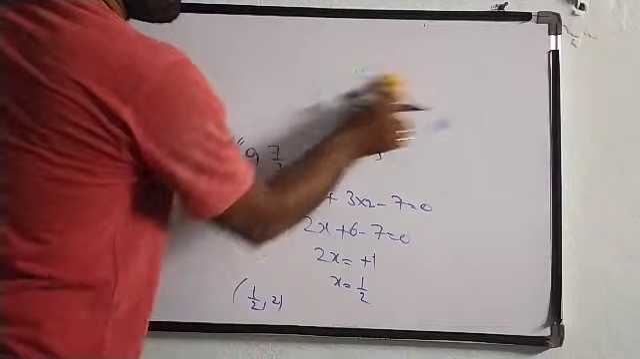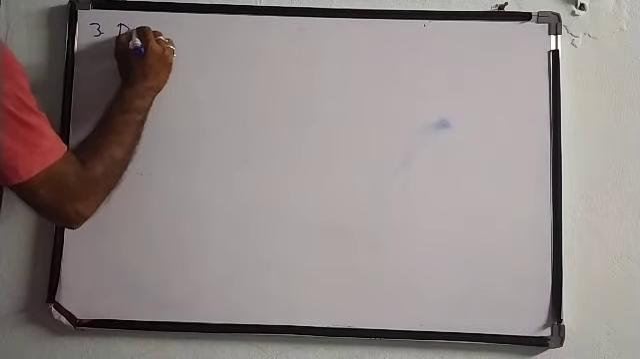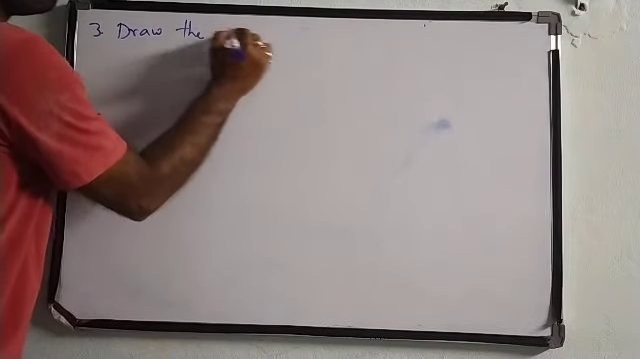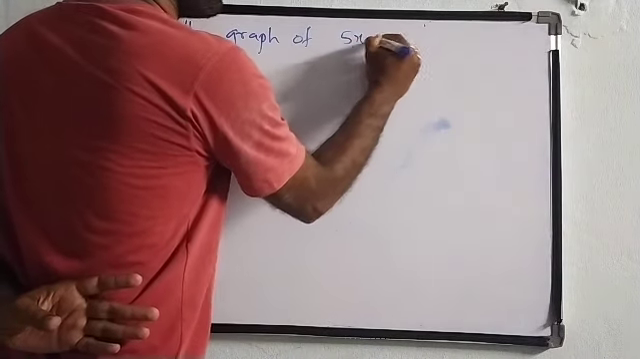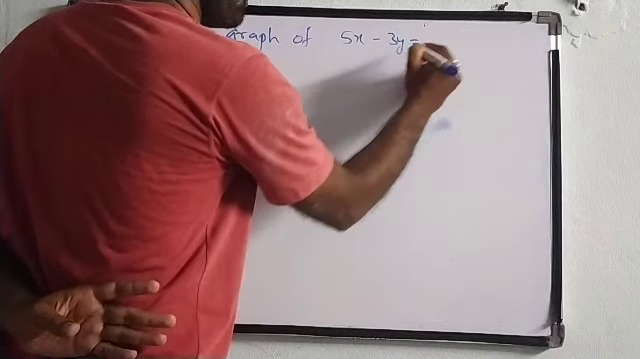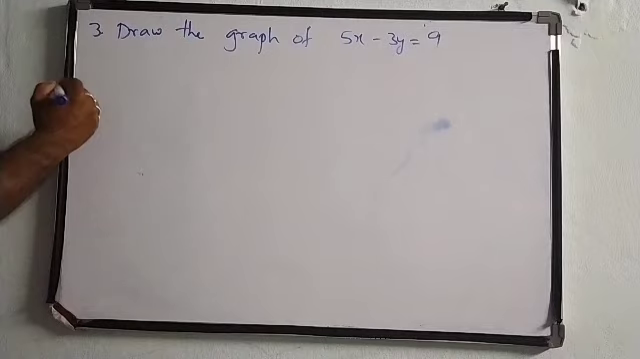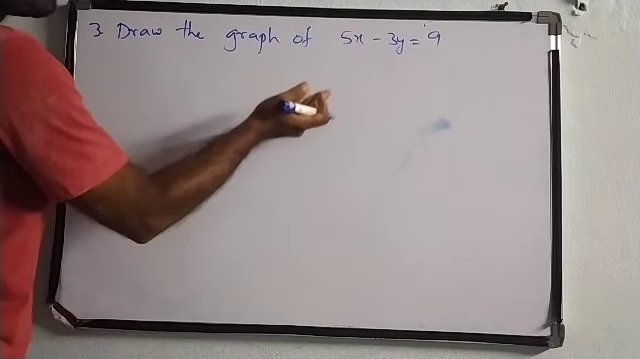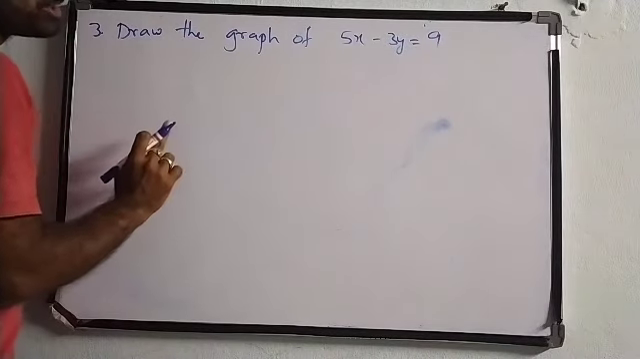Next, let us take another question. The very important question is drawing the graph. Draw the graph of 5x minus 3y is equals to 9. It's our wish whether we take 2 x values, 2 y values. Minimum, in order to represent linear equation, we need at least 2 points.